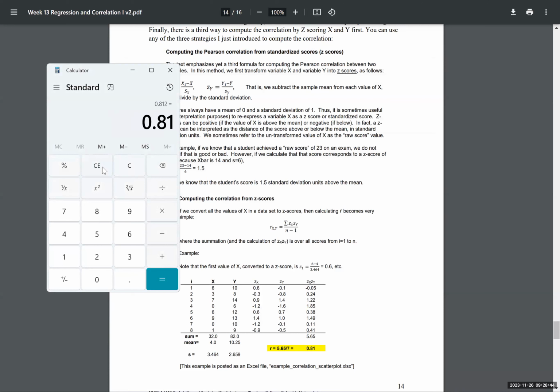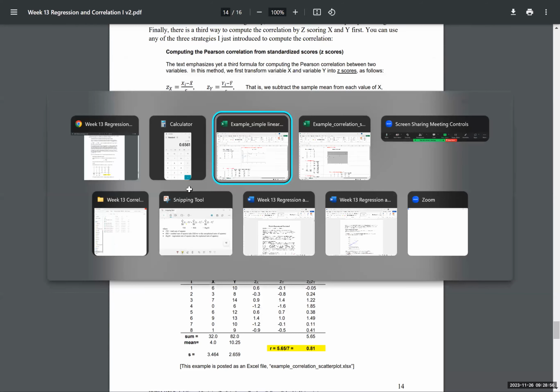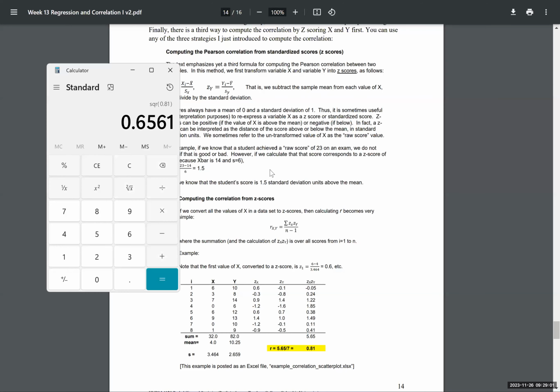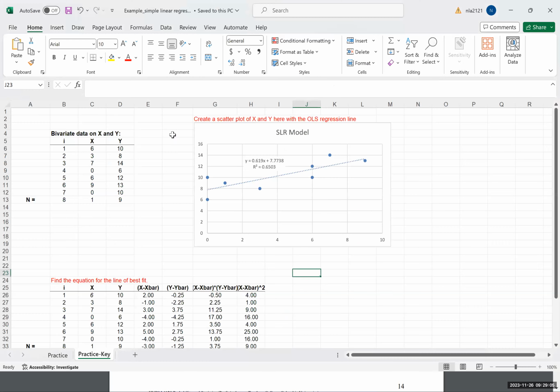0.81 squared. I get 0.66 more or less. 0.65, which again, you're going to be noticing that the decimals are going to get slightly different sometimes by like 0.01. We're not going to count off rounding, so don't worry about that. But you can see I just squared the correlation to get r squared.